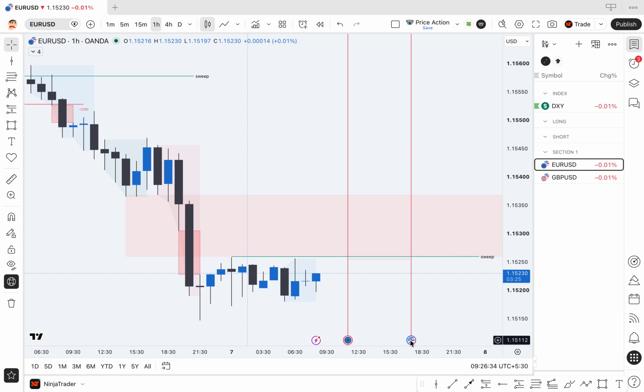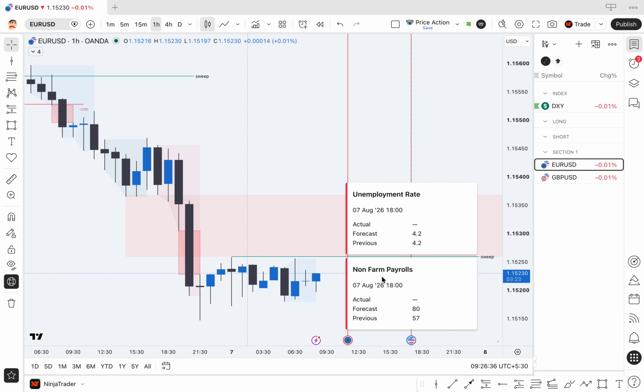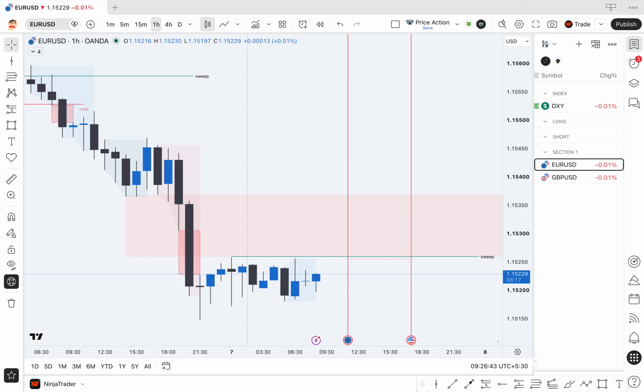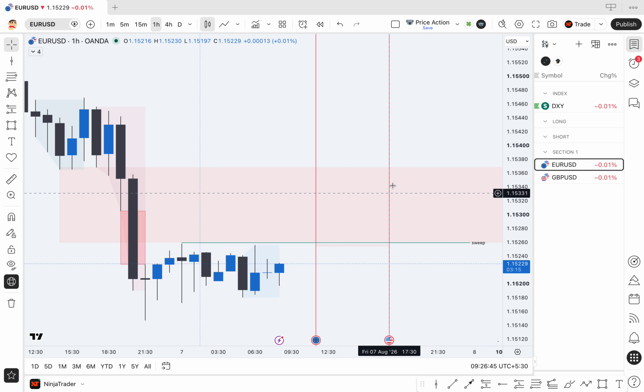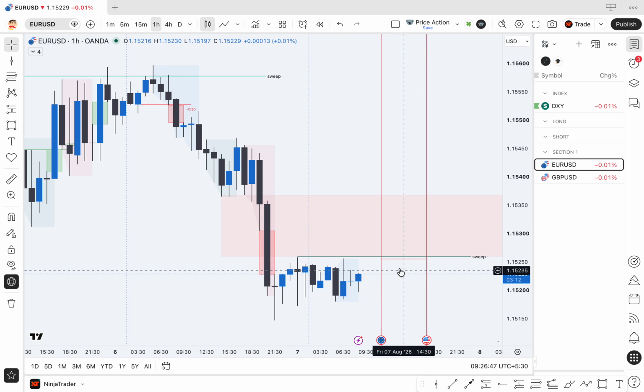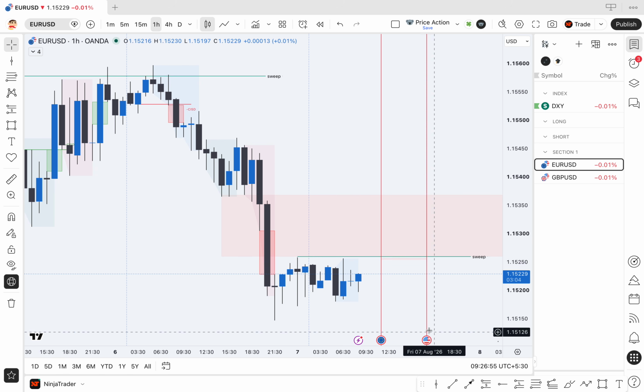But as you can see, we have NFP today. It's a very violent news. So price could just go up and could just go down a lot, or it could just wick for both sides and take out stop losses. So if I enter a trade, I'll make sure that I either exit out before this or I manage my stop losses because I don't want to be inside a trade when NFP hits. It's just random. Price could go really fast up or it could come down really fast.